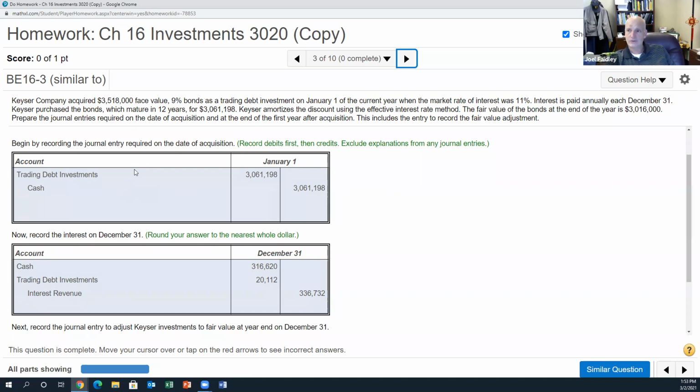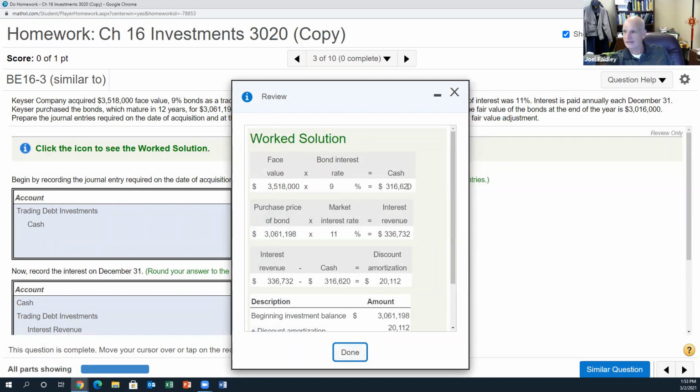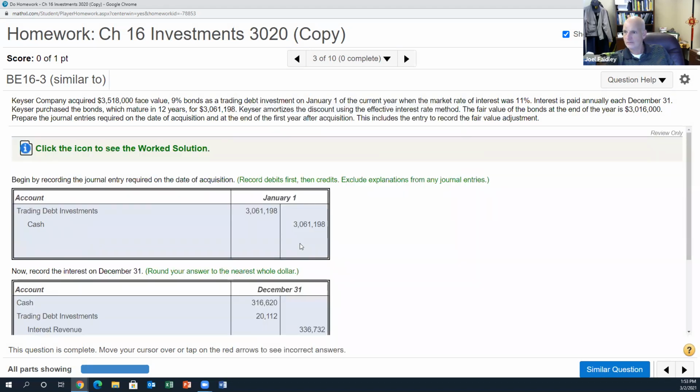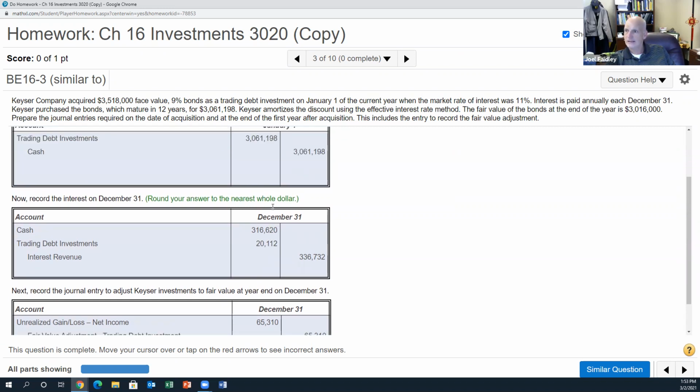What we see here is trading debt investments of 3061198. There's my annual cash receipt. Yes, it is paid annually again, which is the face value times 9%. There it is, 3518 times 9%. There's the cash revenue I expect to receive. My purchase price of the bond times the market rate gives the interest revenue for the first period, 336,732. And the difference is my trading debt investments, my asset, which is going to be increased, right?